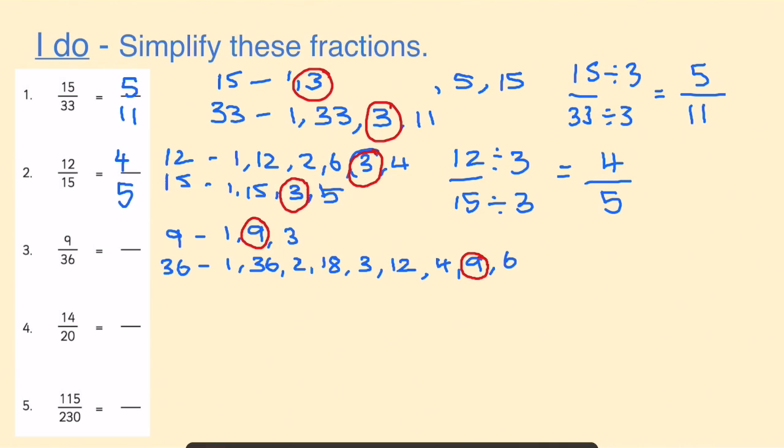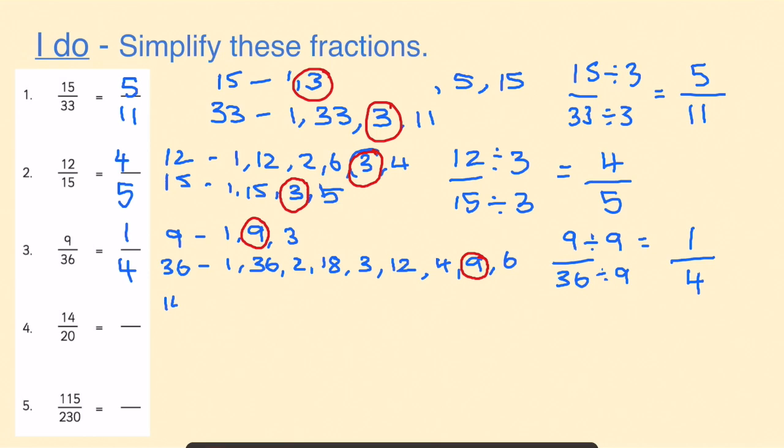Okay, so I'm going to do 9 divided by 9, and I'm going to do 36 divided by 9. 9 divided by 9 is 1, and 36 divided by 9 is 4. So 9 over 36 is simplified down into 1/4.